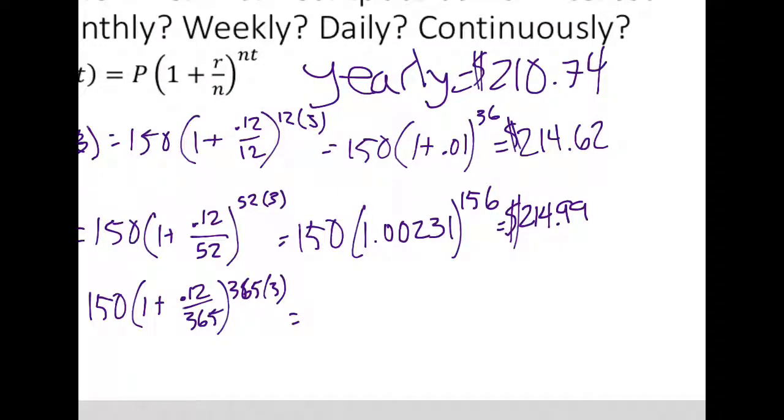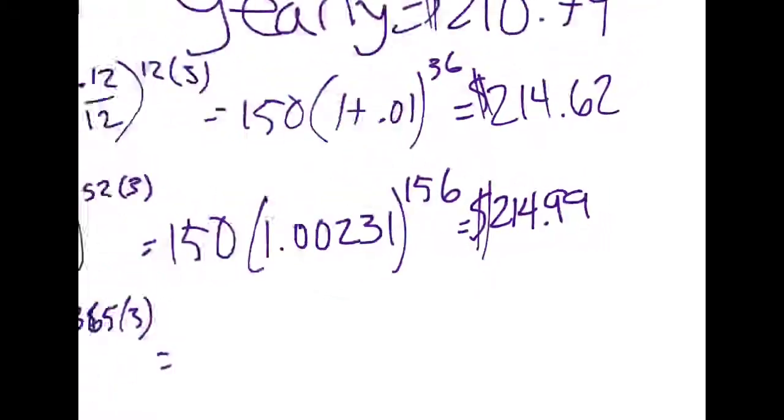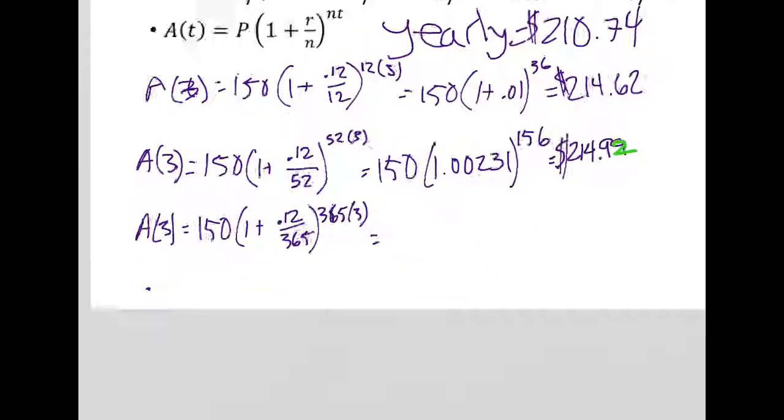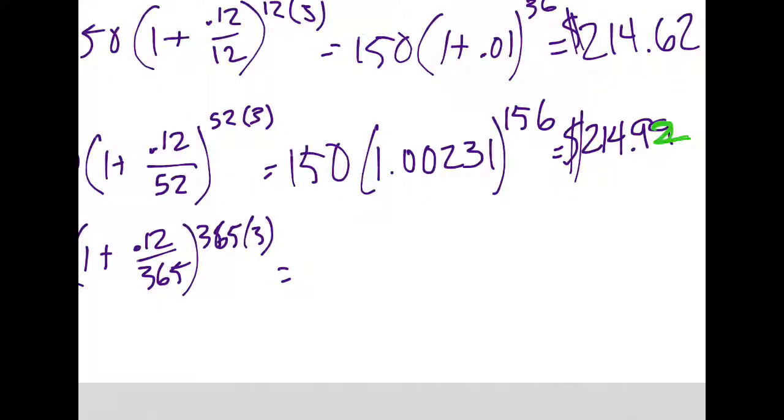Hey guys, quick correction. I apparently can't do math. This number right here shouldn't be 99 cents. That should be 92 cents. Because then when you go through and compound it daily, you end up with 214.98 that way. And I knew that that couldn't be less than the other one.